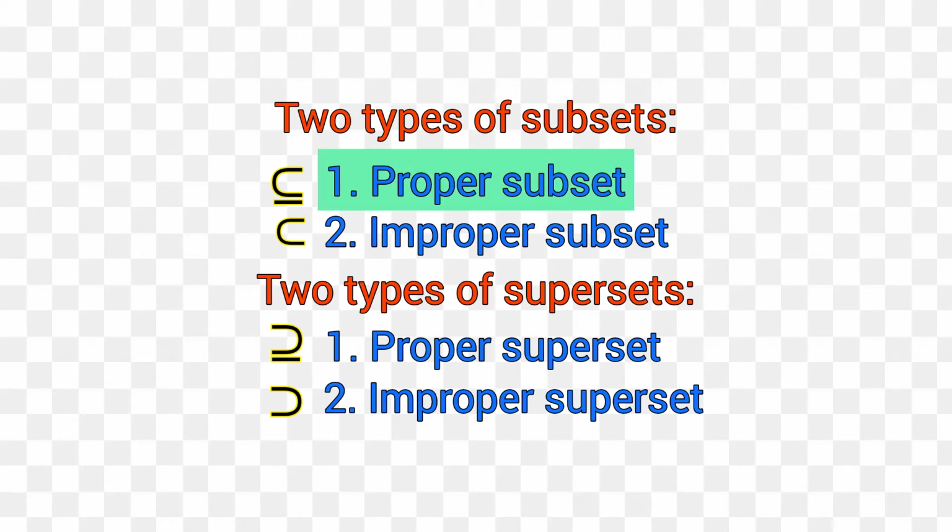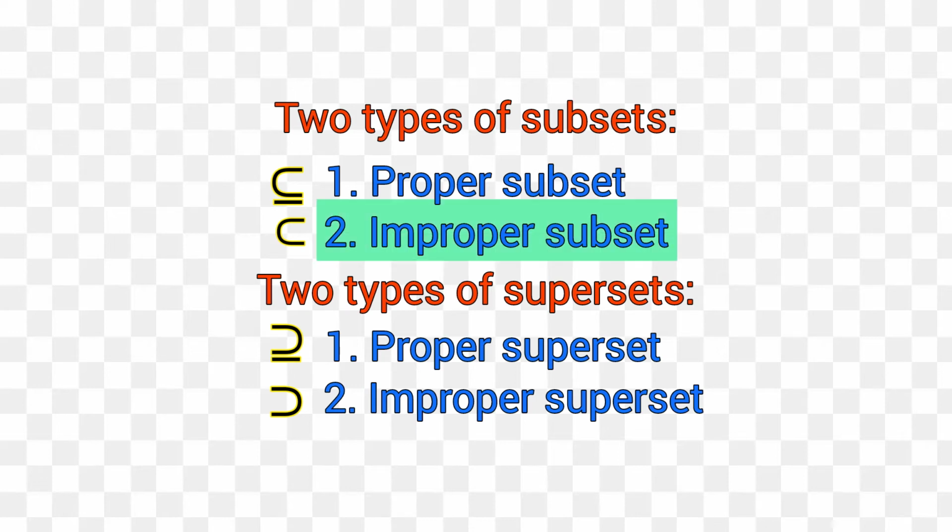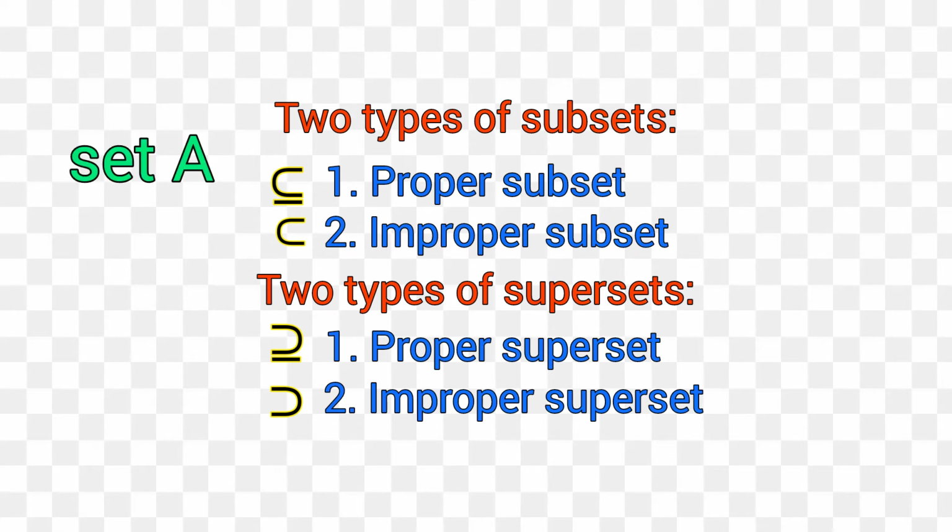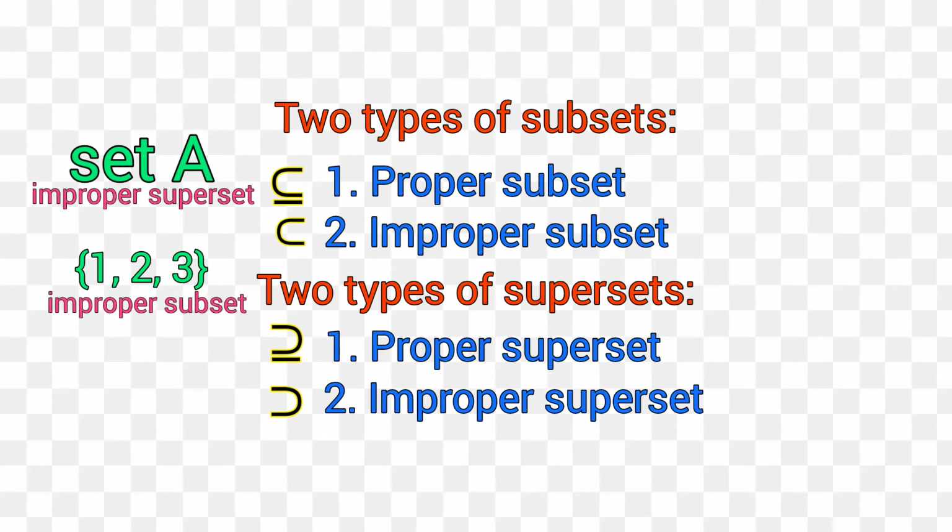As you can see, the proper subset symbol is just the opposite of the proper superset. This is because between 2 sets, if one is the subset, the other is the superset, or vice versa. The same is true with improper subsets and improper supersets. Their symbols are just the opposite of the others. If we recall in our previous example of set A, the subset with elements 1, 2, and 3 is the improper subset of set A. And set A is the improper superset of this subset.